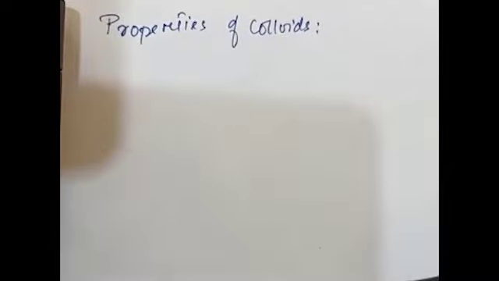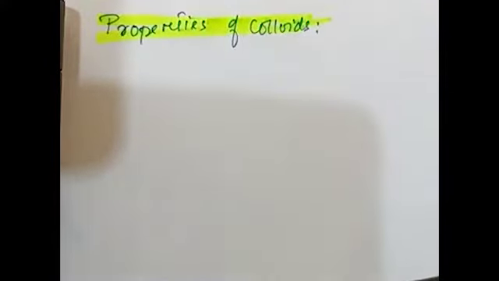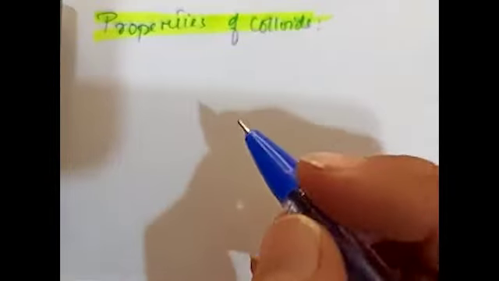Okay. Properties of colloids. Here something very important is going to come. Normally it comes in the exam, Brownian movement. So we'll go through them one by one.